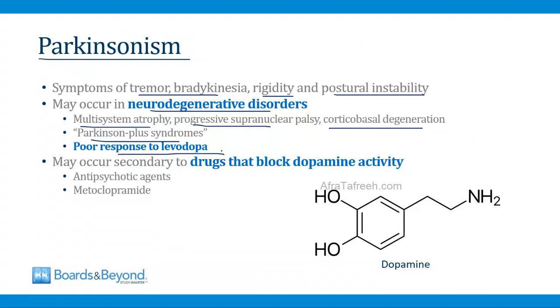You can also see Parkinsonism in patients who are taking drugs that block dopamine activity. We've already talked about some of these. These are antipsychotic drugs and metoclopramide. These drugs block dopamine activity, and they can lead to symptoms similar to Parkinson's disease, especially in patients who take them chronically for a long period of time. And that concludes our module on Parkinson's disease.